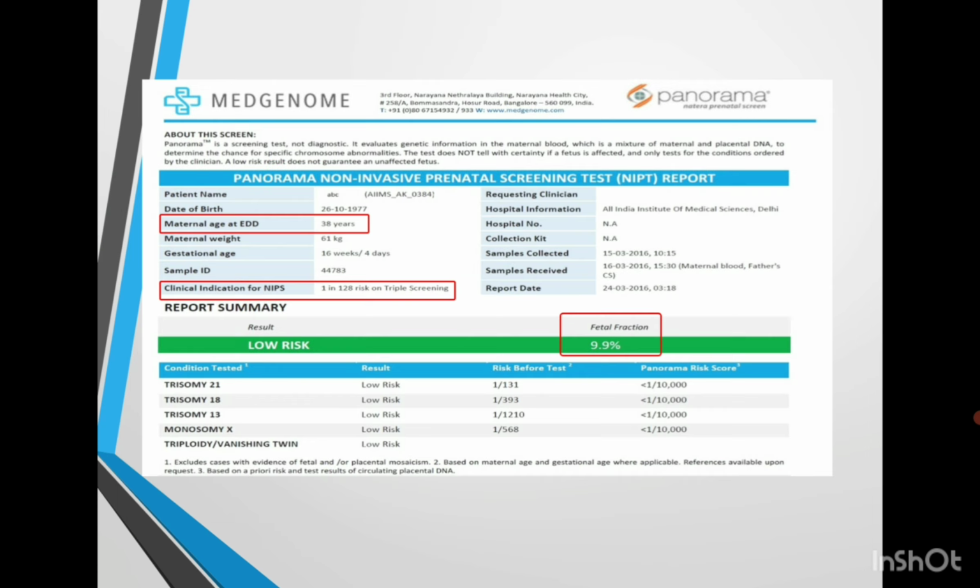1:1000 is low risk. Okay, so this is the report of a 38 year old. You have done a triple screening. What is the clinical indication in this example? In this example, you can see the clinical indication for NIPT: 1:128, which is higher than 1:150. So you can go for NIPT testing. There is low risk for trisomy 18, trisomy 13 and monosomy.